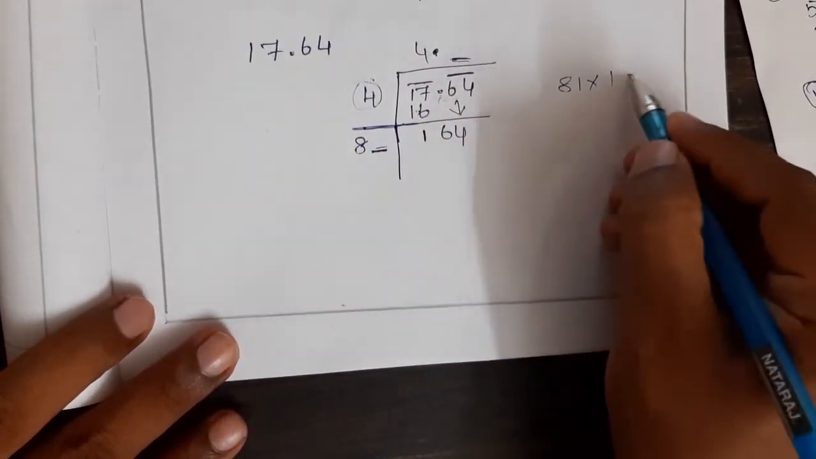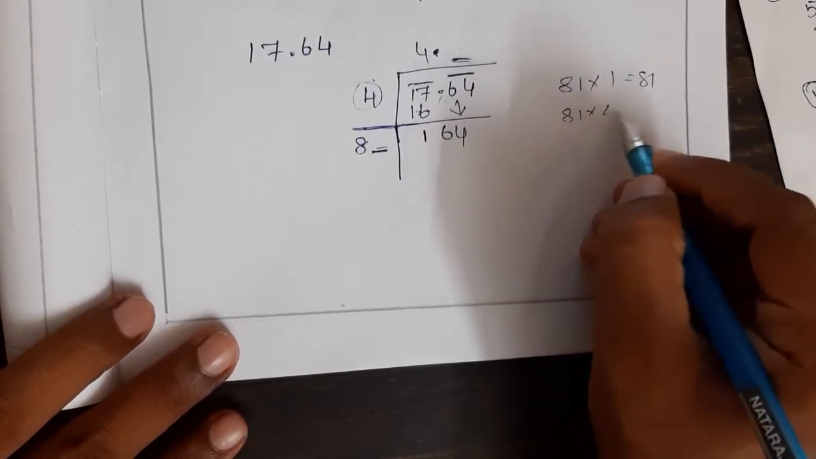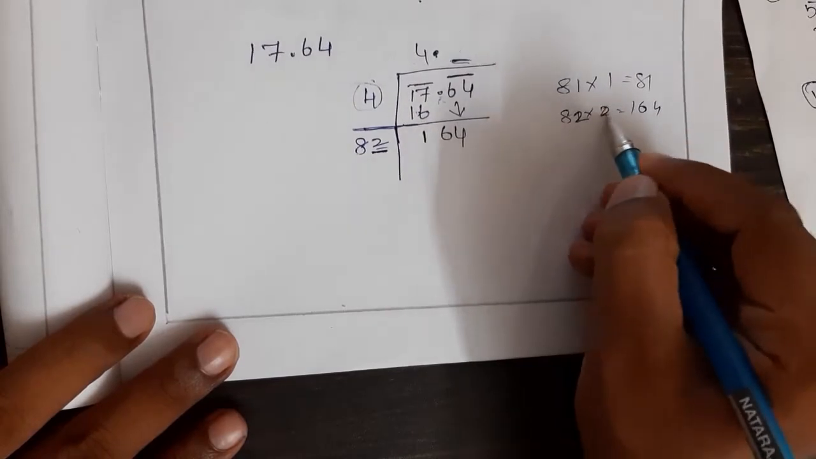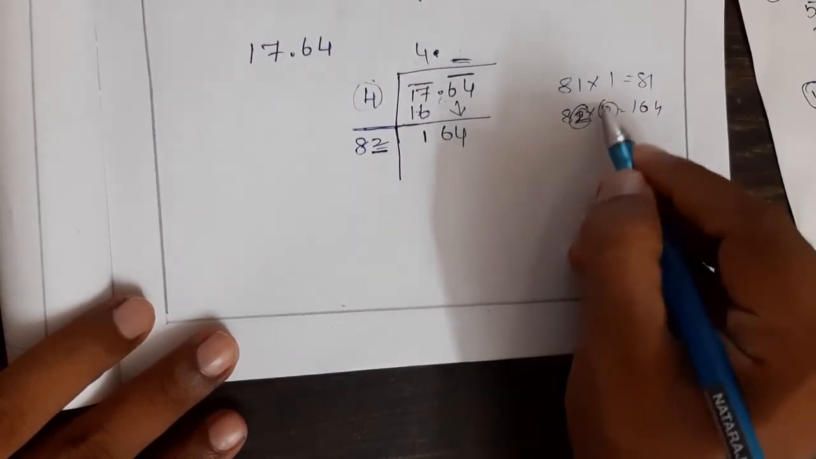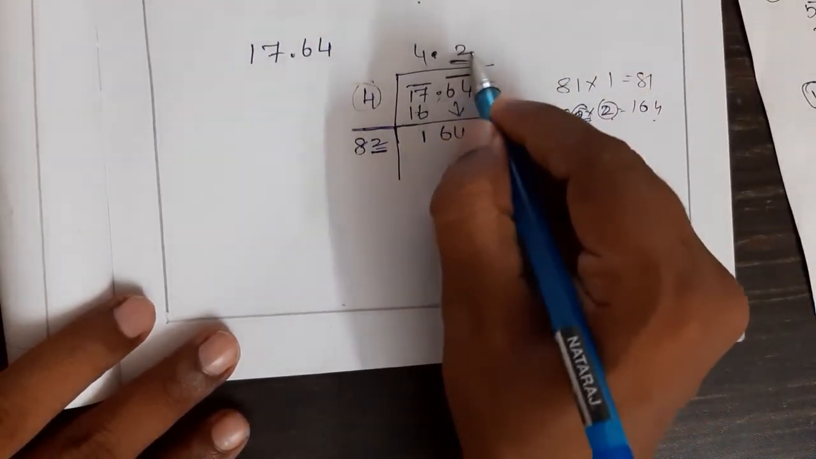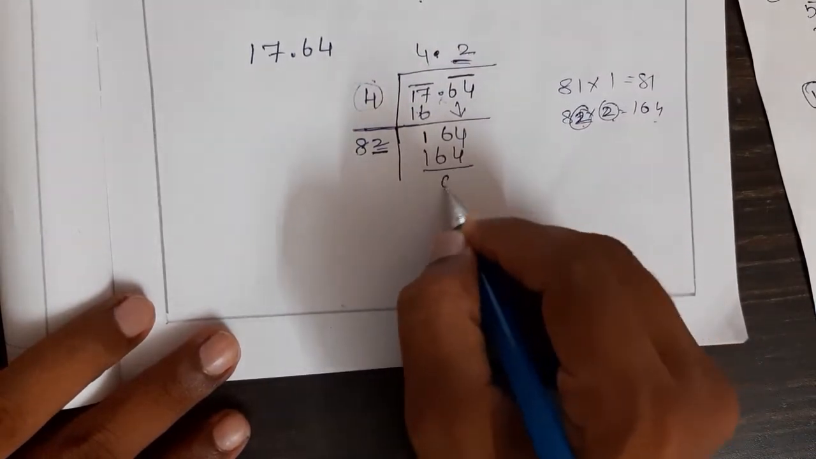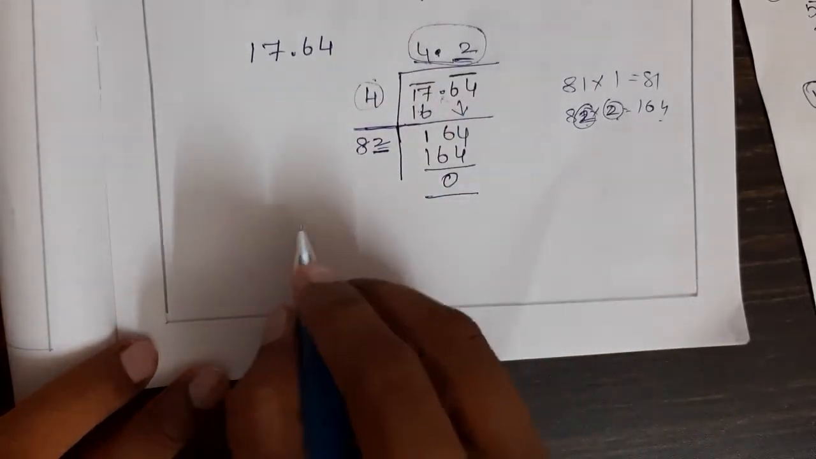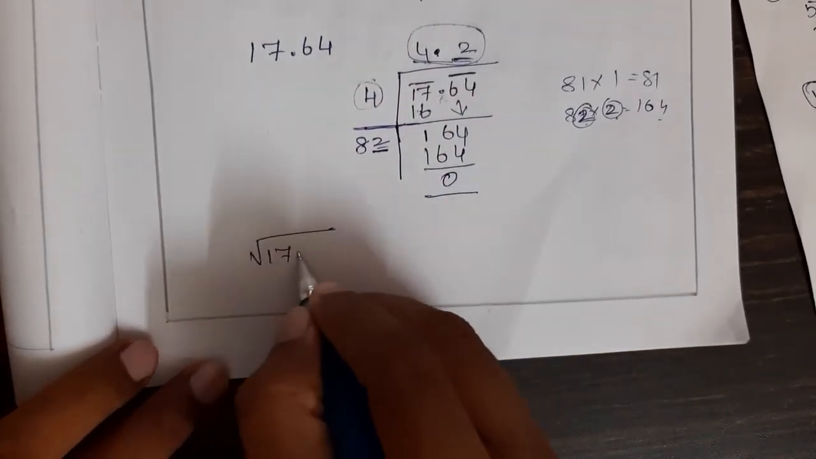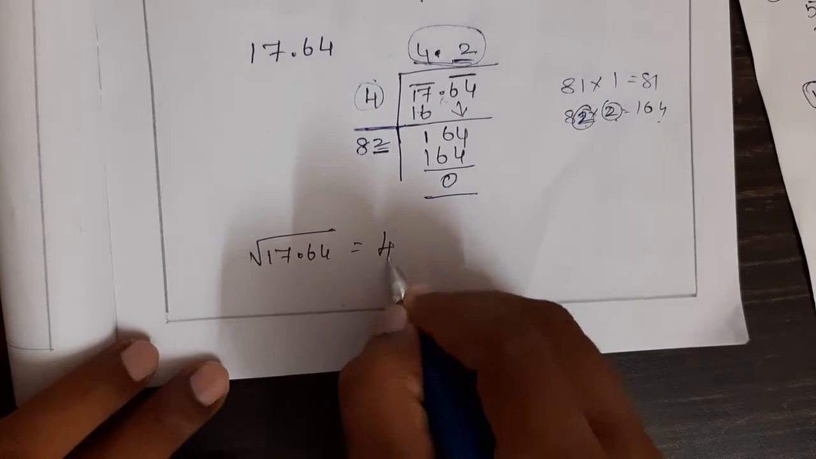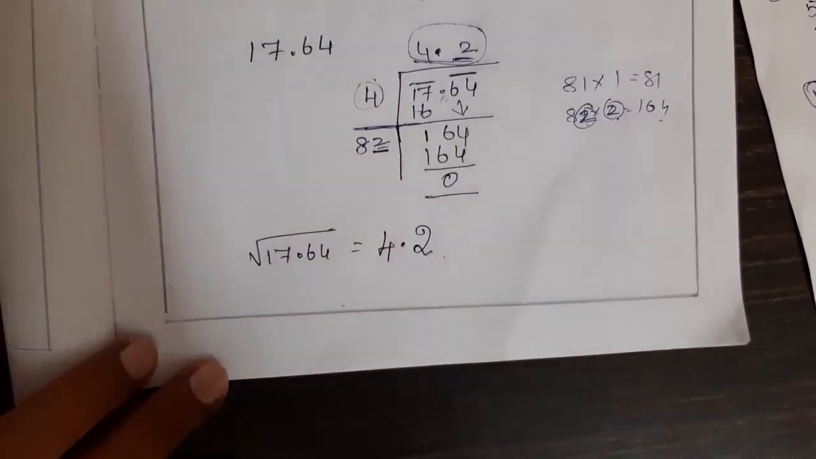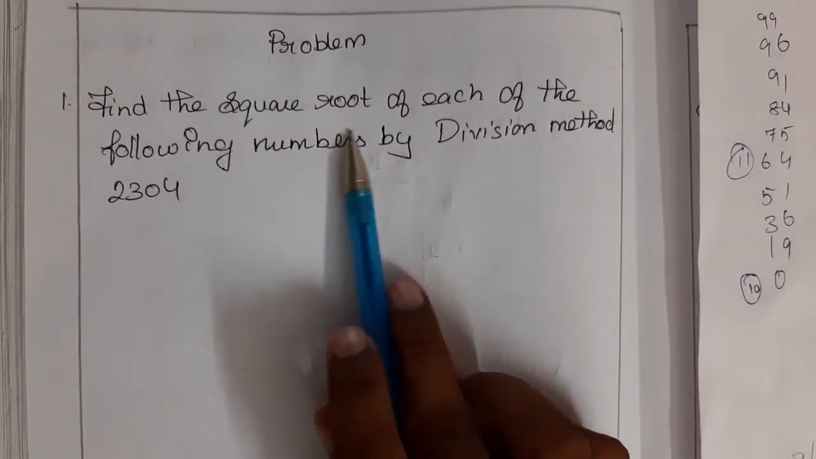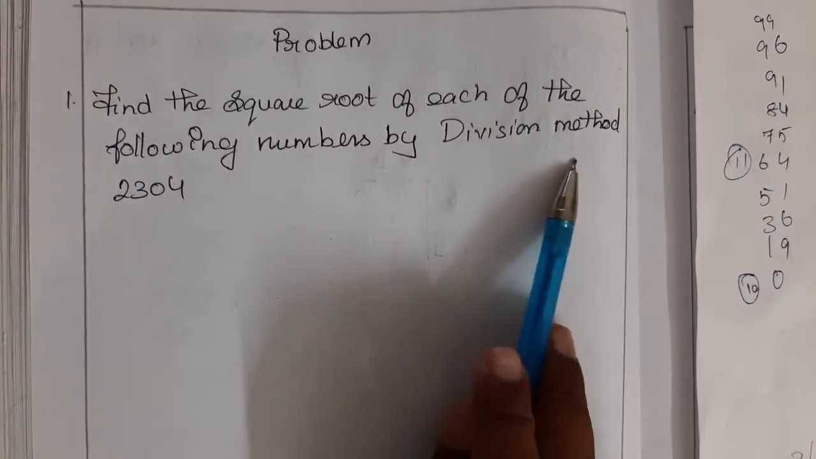81 into 1 will be 81. Okay, 82 into 2 is 164, right? Both should be the same, right? So 82 into 2 is 164. So the remainder is 0. So the quotient is the square root. So the square root of 17.64 is equal to 4.2. Clear? So here we go for the problem. Find the square root of each of the following numbers by the division method.